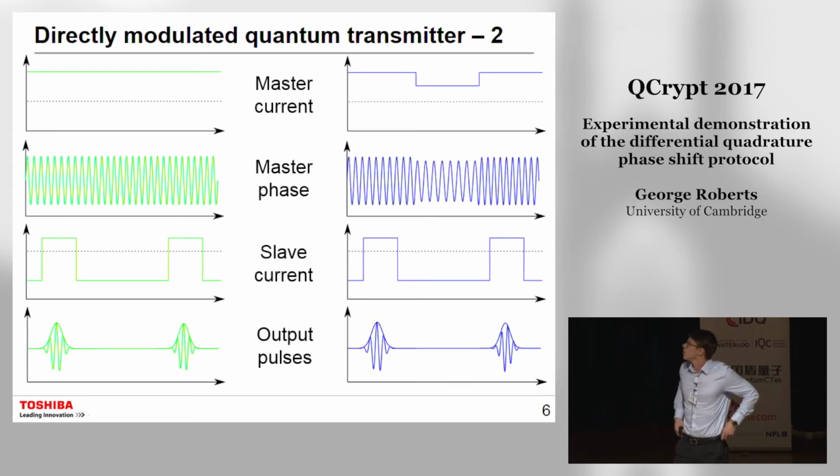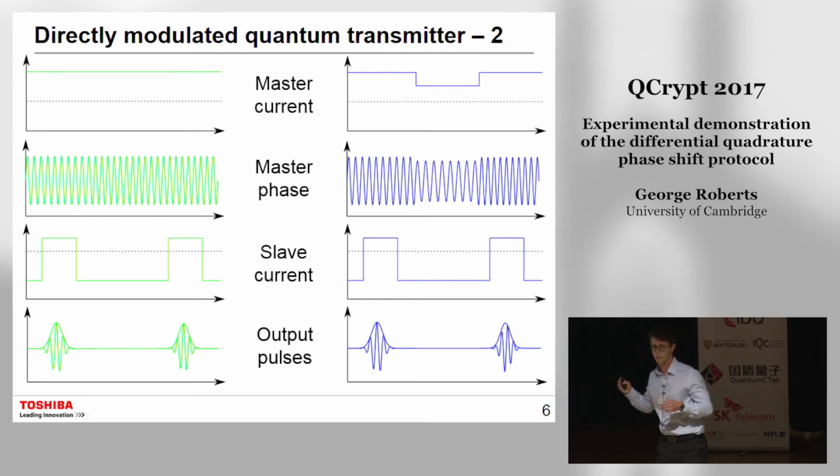So how does this actually work? I show here on the left a CW master laser, so the phase is coherent. The phase is continuous, sorry, there are no interruptions there. And then the slave laser current, this is for gain-switched pulses. The output pulses on the bottom left inherit the phase of the master laser, and that's continuous. There's no phase shift between them.